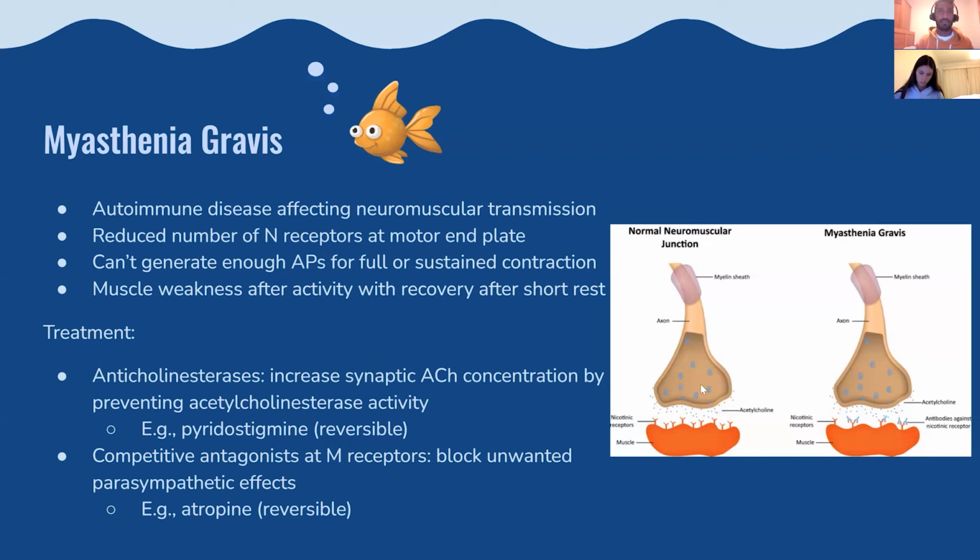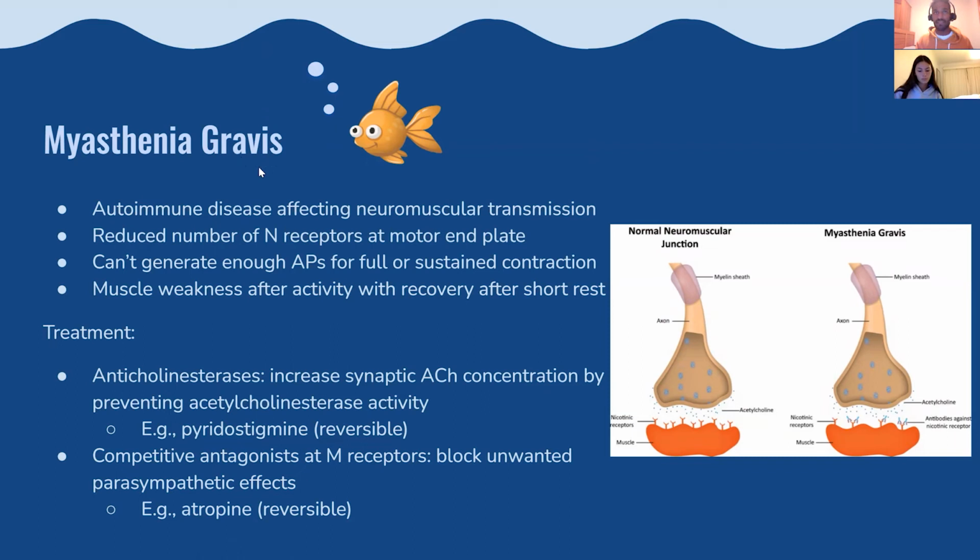We need balance. So if we are going to increase the concentration of acetylcholine, we don't want acetylcholine binding to M receptors. And so we have a competitive antagonist, a drug that will compete with acetylcholine to bind at these M receptors, but binding won't do anything. And that will just be used to block unwanted parasympathetic effects. An example of a competitive antagonist at M receptors is atropine.